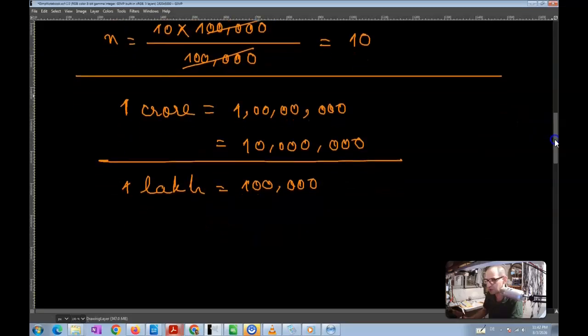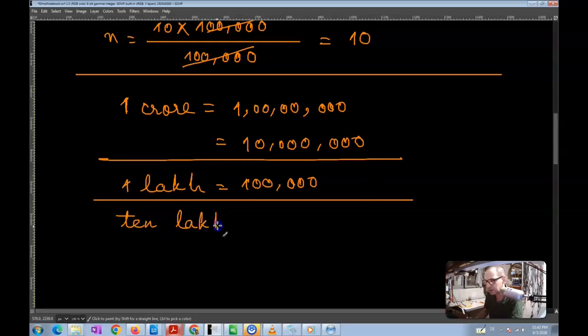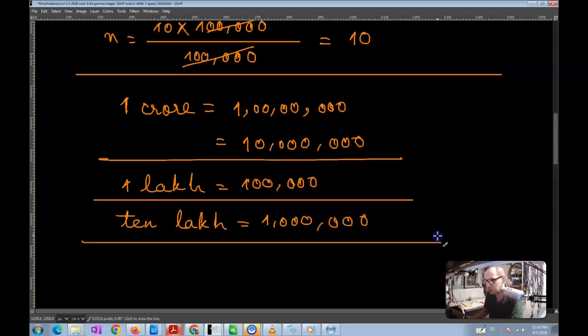These are definitions. You just simply need to remember them. There is no way to learn them; you will learn them just by using them repeatedly. After a while you will know them. A 1 lakh is 100,000, and then a 10 lakh is 10 times 100,000, which is 1 million. So you can use these definitions in your solutions.